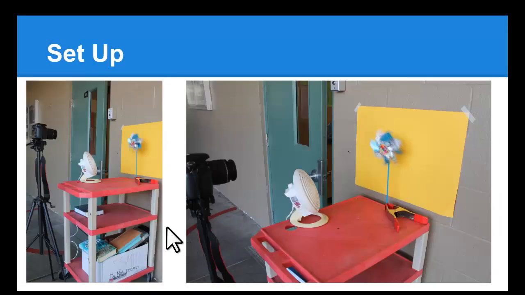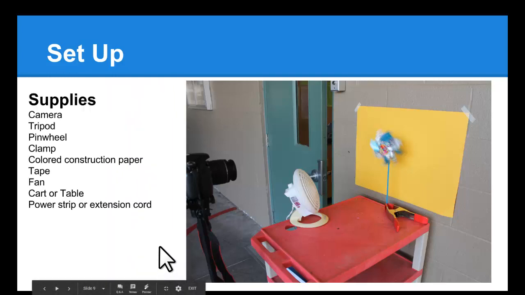So here is what we're going to do. We're going to have a setup that looks like this, and these are the supplies that you need. You need a camera and a tripod. You need a pinwheel with a clamp to hold the handle of the pinwheel to keep it upright. You will need colored construction paper to tape onto the wall behind the pinwheel just to give it a little bit of pizzazz, and obviously tape to hold the construction paper to the wall. And please treat the construction paper kindly. If it's in good condition, I can reuse it for other assignments.